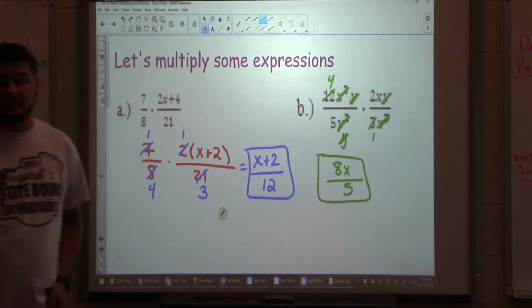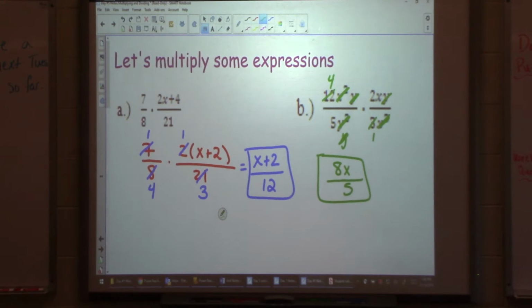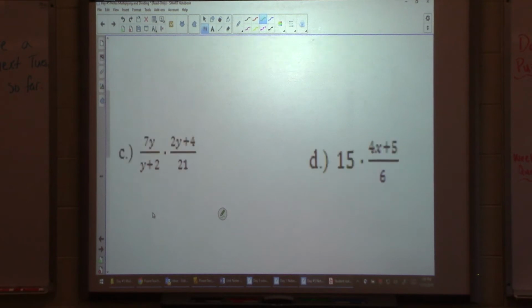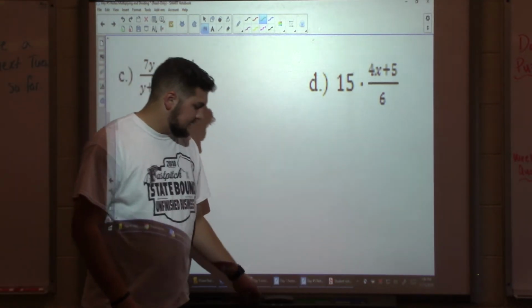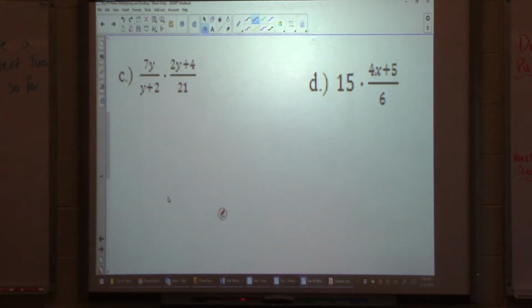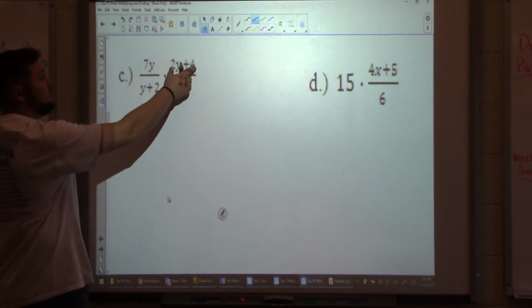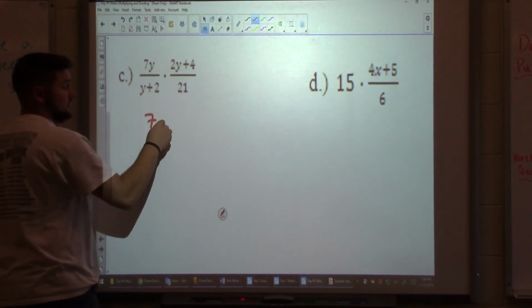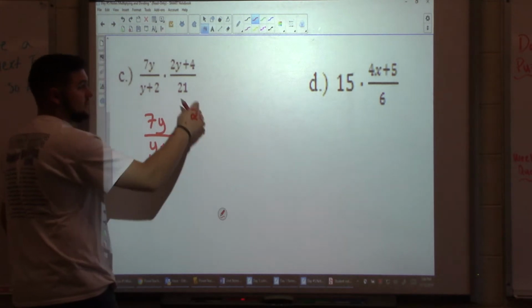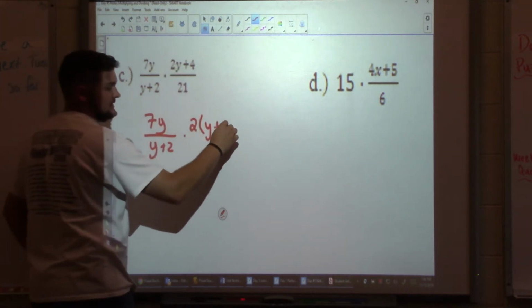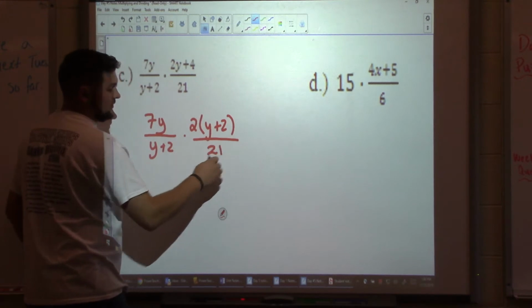Any questions so far? Those were kind of the easy ones. Another one on here. Perfect. 7y over y plus 2 times 2y plus 4 over 21. Can I factor any of those? Yeah, which one? 2y plus 4. I can take a greatest common factor out of there. So 7y over y plus 2 times, I can take a 2 out of both those pieces. 2 times y plus 2 over 21.